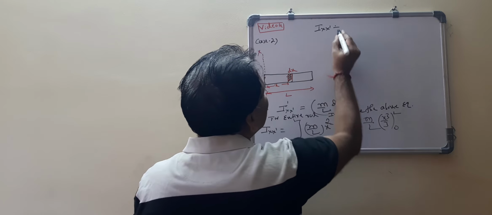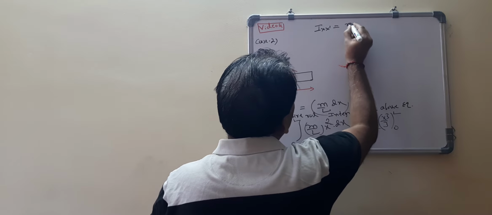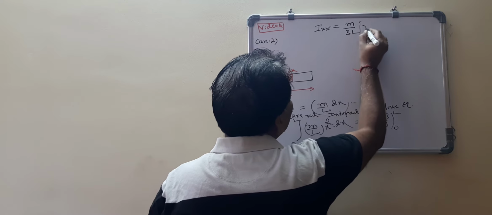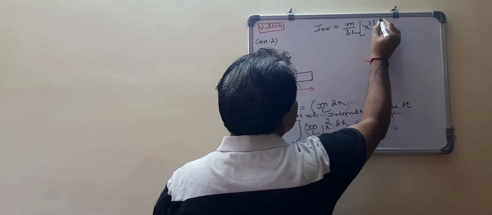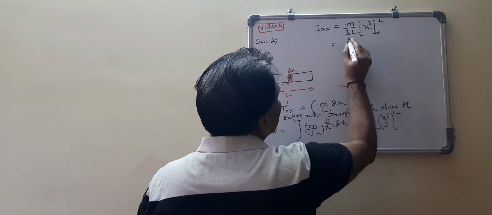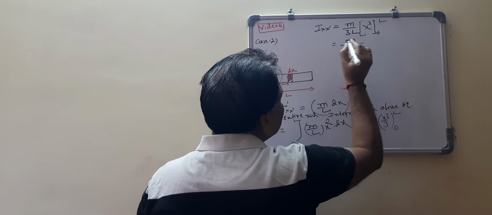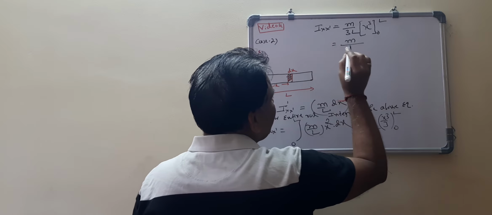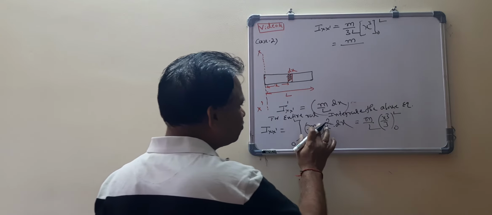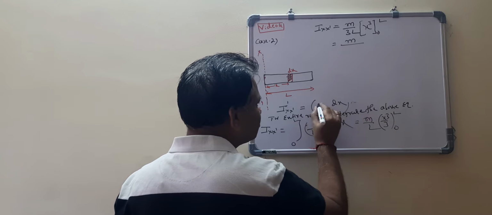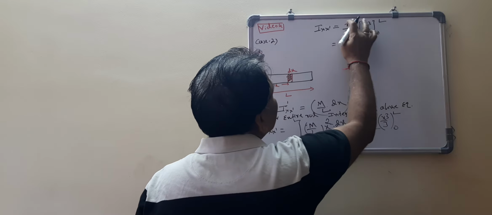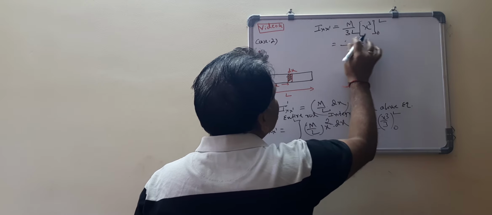I x dash equal to M divided by 3L, into bracket of X cube, from 0 to L, equal to M divided by... One mistake I made: it is not small m. You take all these terms, it is capital M. You take capital M. Okay, this is capital M.